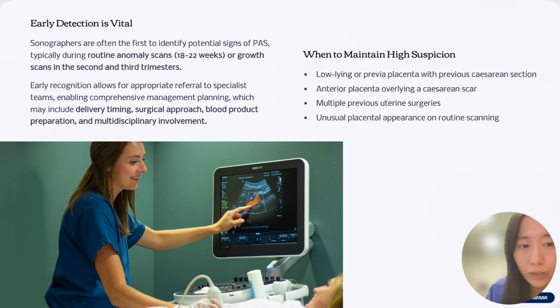So early detection is vital. We're going to try to identify PAS in the routine anatomy scan, and sometimes it will be the first time we detect it is in the growth scans in the second and third trimester. Early recognition is important so that we have time for comprehensive management planning. For delivery timing, if it is PAS, we tend to deliver between 35 to 36 plus 6 weeks, before 37 weeks, and we need to book triple slots in the C-section list.